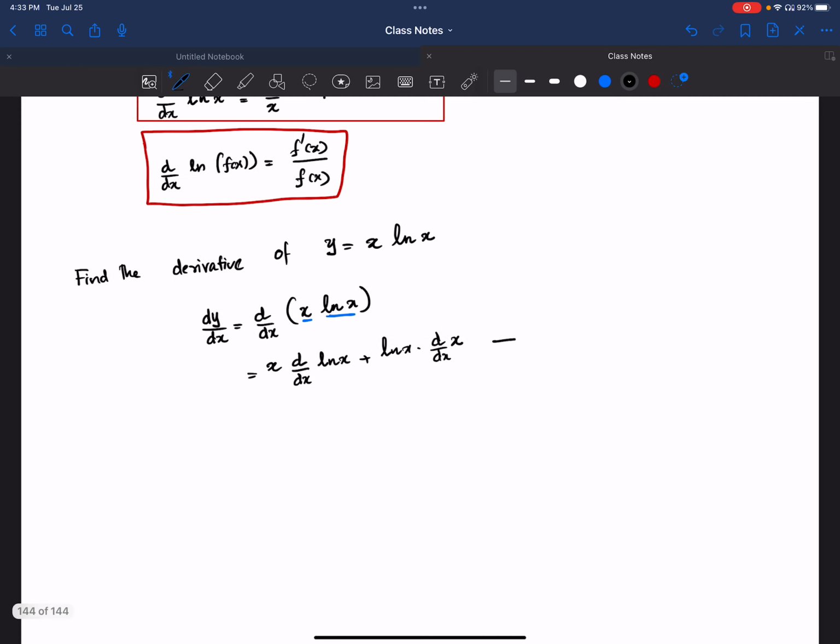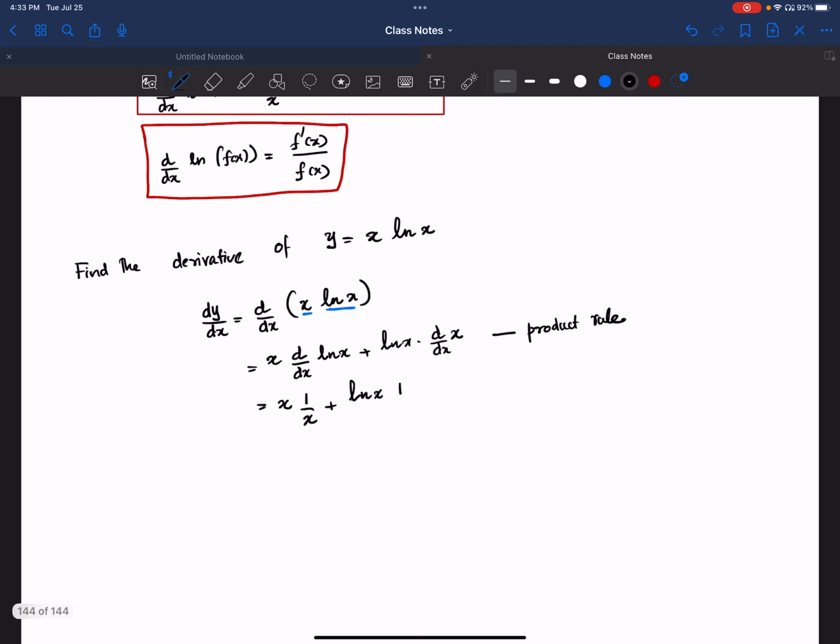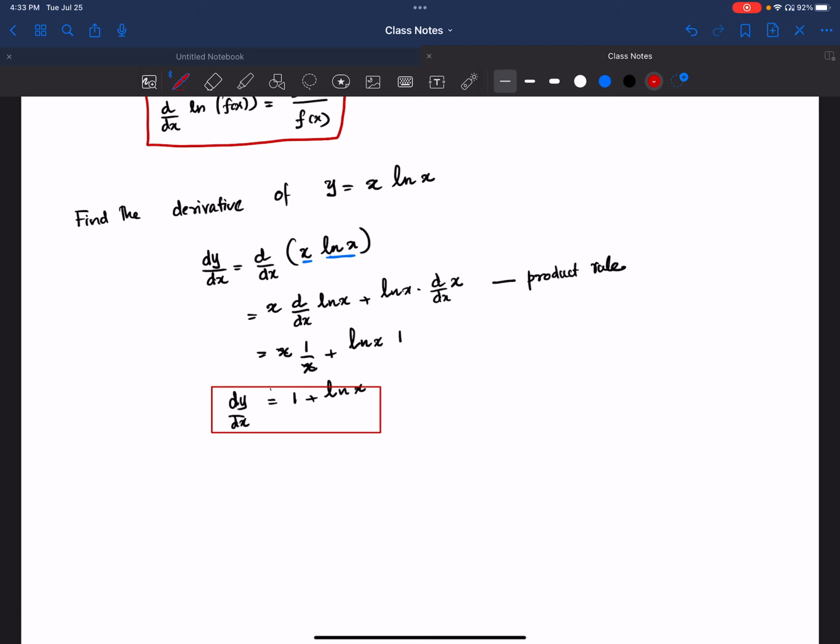That's the product rule. So we use the product rule. Now x is there. d over dx natural log of x is 1 over x, plus natural log of x times d over dx x, which is 1. So from that we can cancel x to x in here, and then 1 plus natural log of x is the answer.